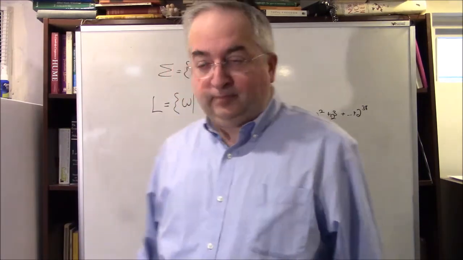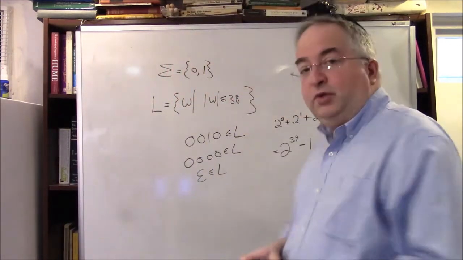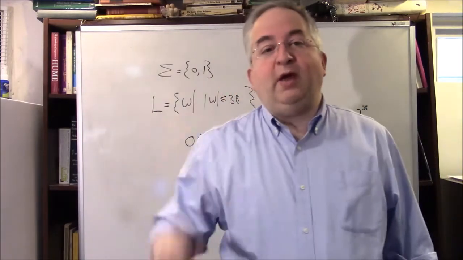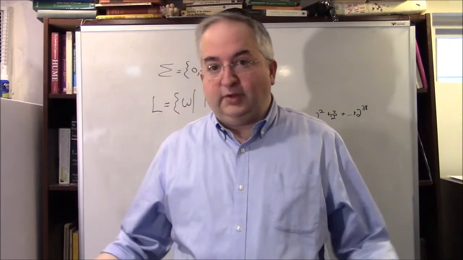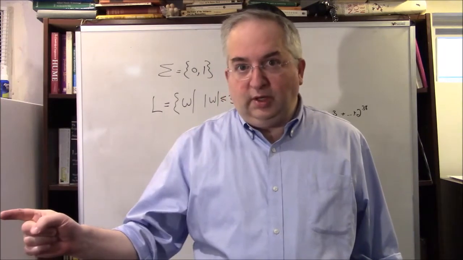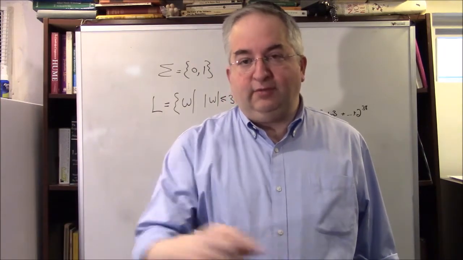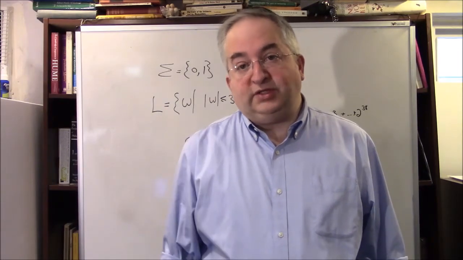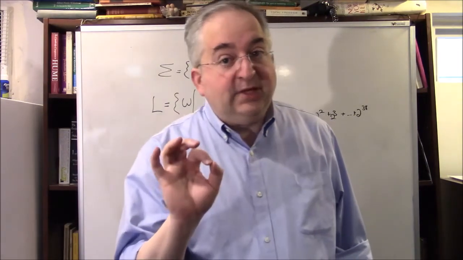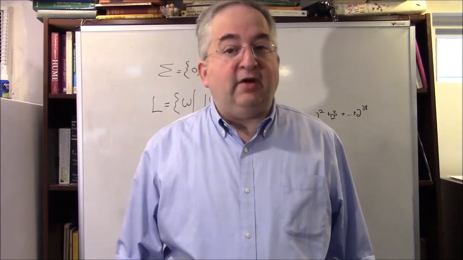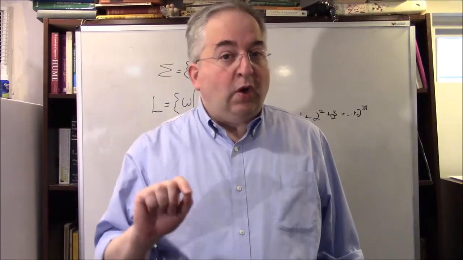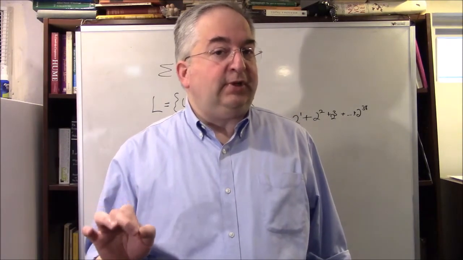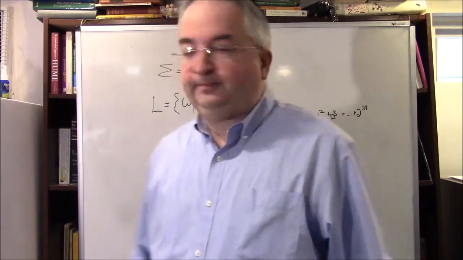For example, that thing with twice as many zeros as ones, how would you write a program for that? Well, very simple. Go through the word, add up how many zeros you have, add up how many ones you have, see that one is twice the other. Now that's a little bit simpler than finding out if a number is prime. So one language is a little bit simpler than the other language.